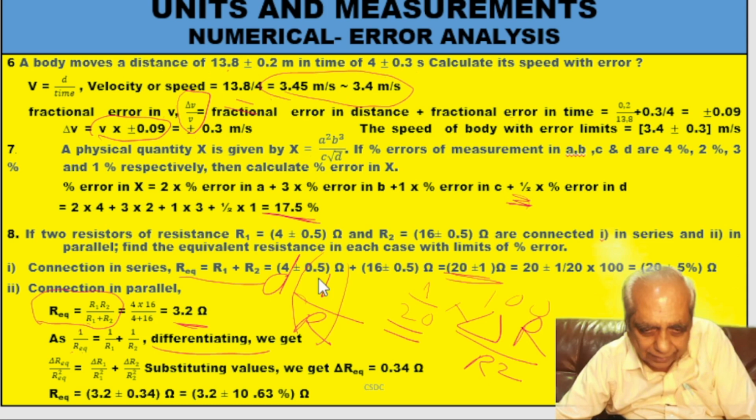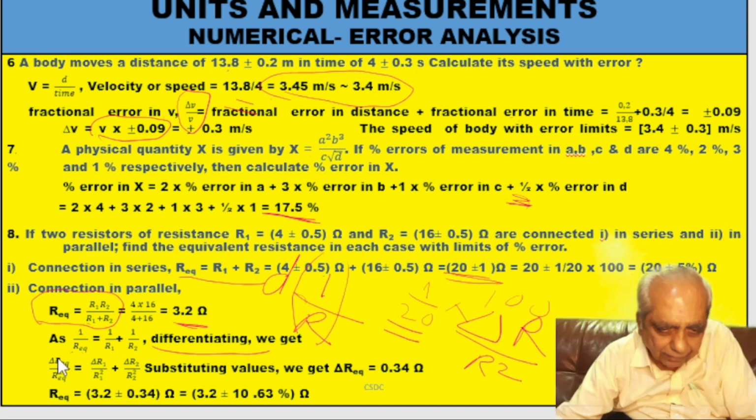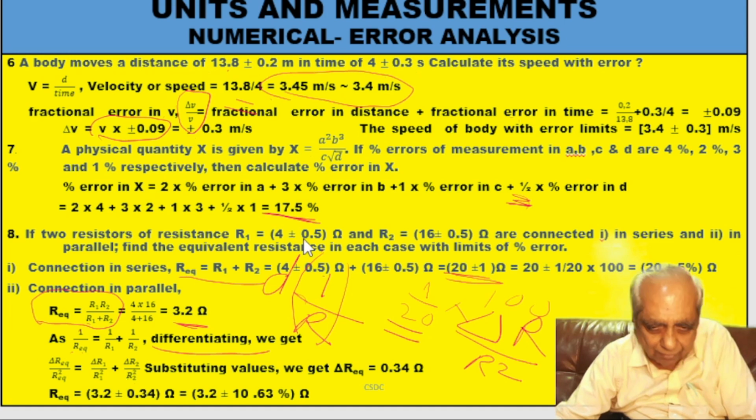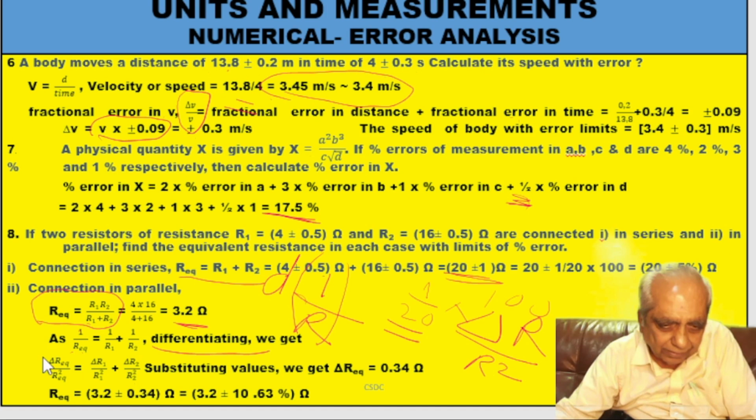So for 1 upon R equivalent, the derivative will be delta R equivalent upon R equivalent square. Same thing here, delta R1 upon R1 square plus delta R2 upon R2 square. Now delta R1 and delta R2 are given. Delta R1 is 0.5, R1, R2 are also given. So you can get the right hand side. Then delta R equivalent would be, R equivalent I have calculated here.